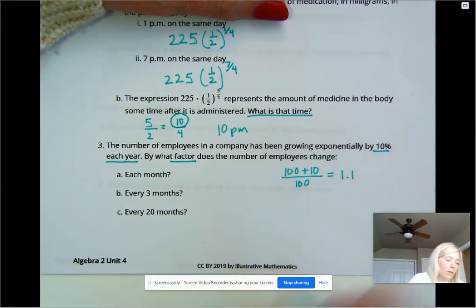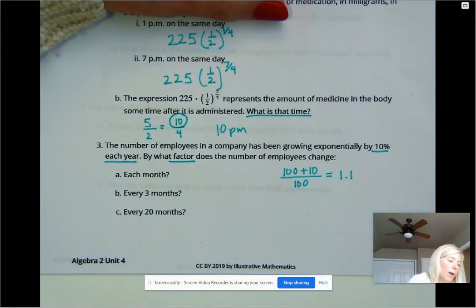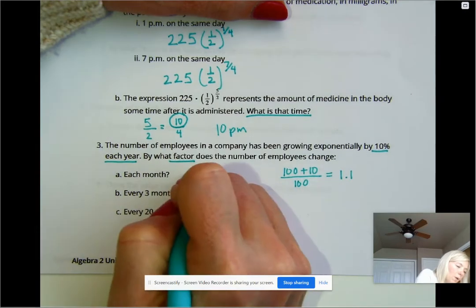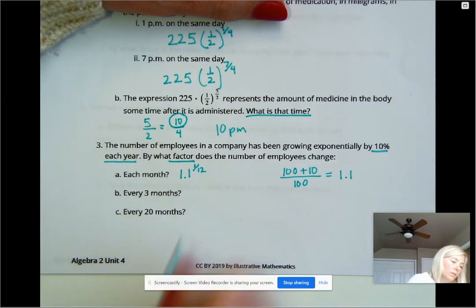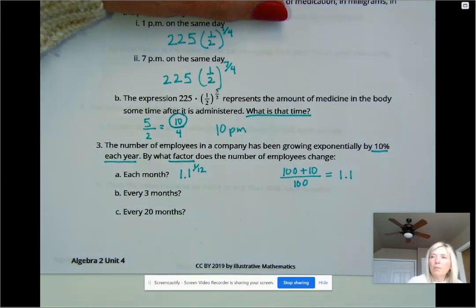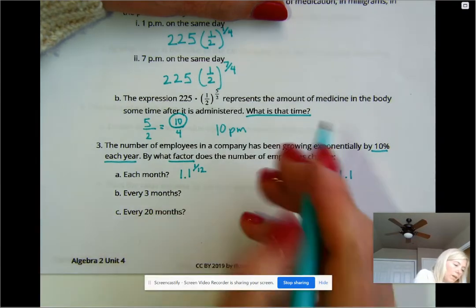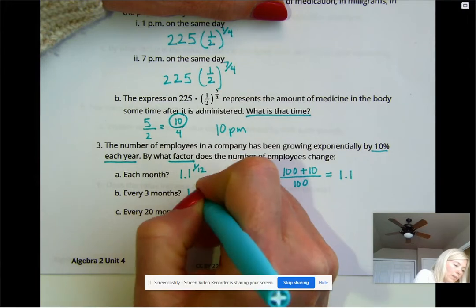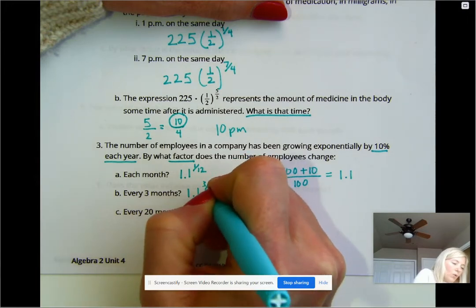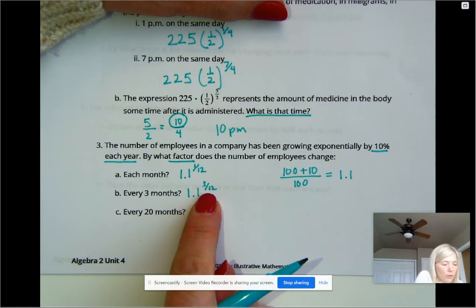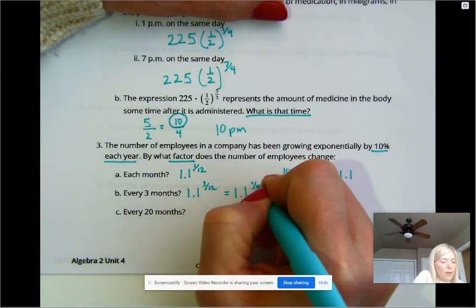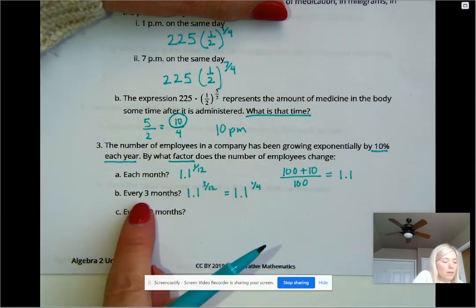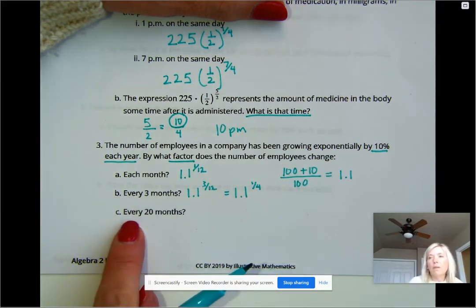1.1. So each month, well, there's 12 months in a year. So it would be 1.1 to the 1/12. That would be each month. And then every 3 months, I could say 1.1 to the 3/12, or reduce that fraction to 1/4. You could also say 1.1 to the 1/4. So it happened 4 times in a year, every 3 months, and then every 20 months.